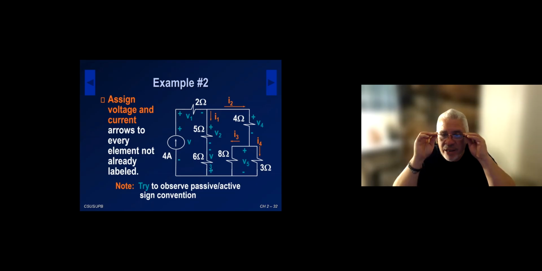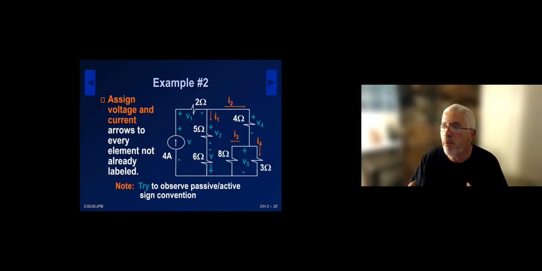As I combine the circuit, I'm going to lose pieces of it. For the first combination, I'm going to do several things at once. I'm going to combine the 5 ohm and the 6 ohm in series, which gives me 11 ohms. When I combine them in series, I won't lose I1. I1 will still be there, but I'm going to lose V2 and V3.